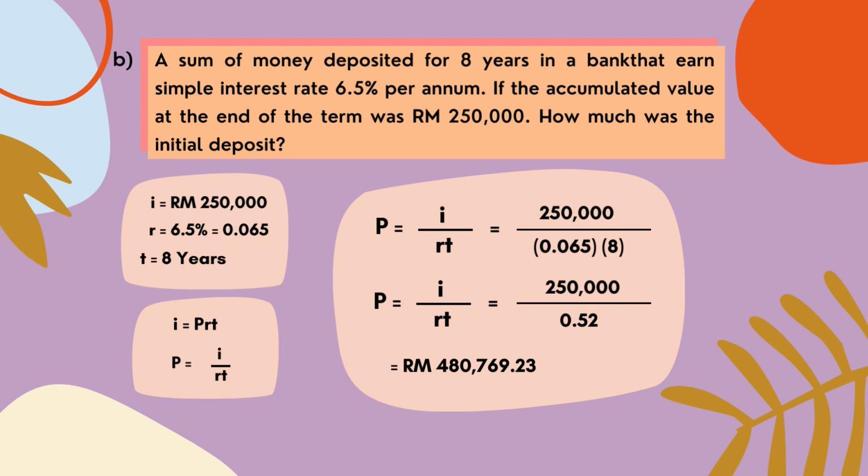You will need to write the numbers for which the symbol indicates to, like for I, it is 250,000, R is 0.065, and T is just 8. That's for the first step. Second step is you will need to times 0.065 with 8 and you will get 0.52. After that, you need to divide 250,000 by 0.52, the answer that you just got. And the final answer should be RM480,769.23. Simple and easy.